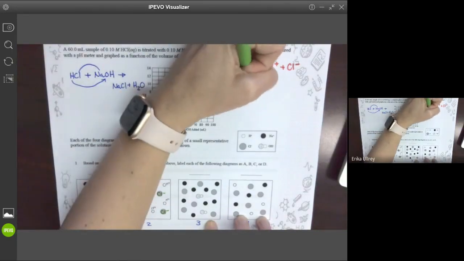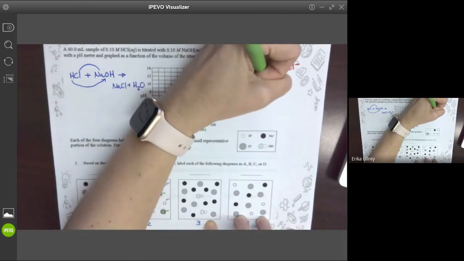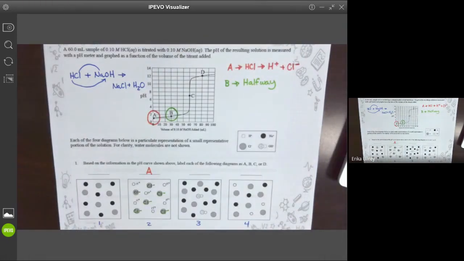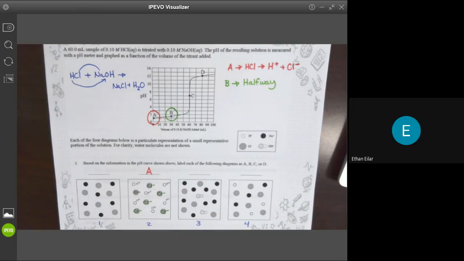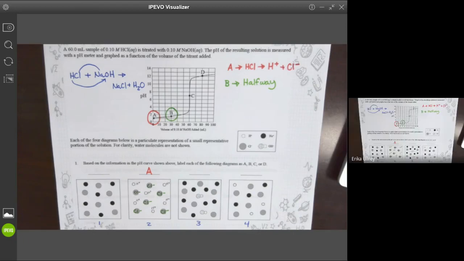And what's going on at the halfway? Ethan, what does that mean in terms of our concentration of H plus at the halfway? Is it the same as it was initially? No. What is the number of moles? Is it the same or is it less? It's less. Less by how much? Half, right? Yeah, half the number of moles. So this means that half the number of moles of my H plus ions are going to be gone.